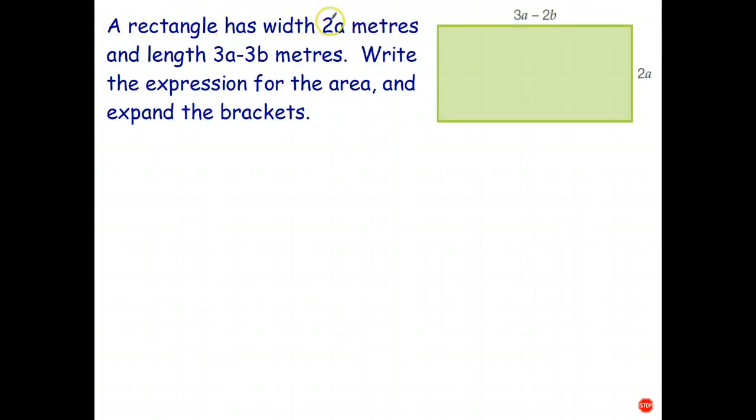A rectangle has a width of 2a meters, which is just there, and a length of 3a minus 3b meters. That should be 3a minus 2b based on what's in the diagram. So it has a length of 3a minus 2b meters. Write the expression for the area and expand the brackets. Well, you need to remember from measurement that the area of a rectangle is length times width.